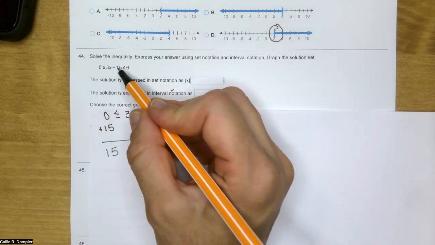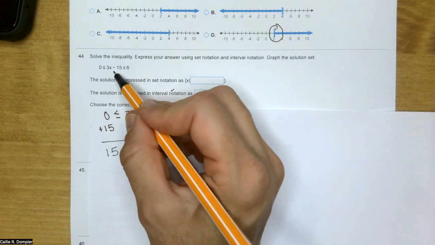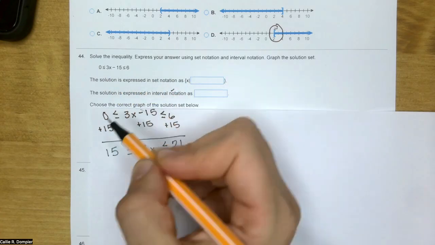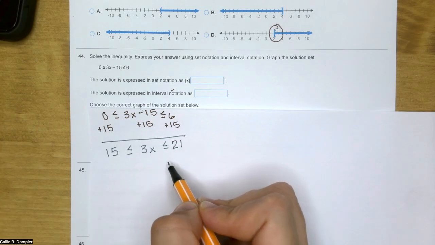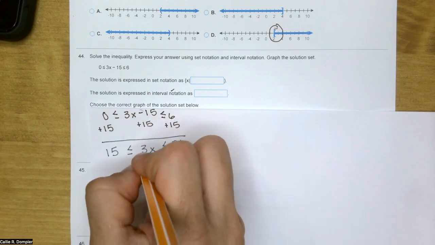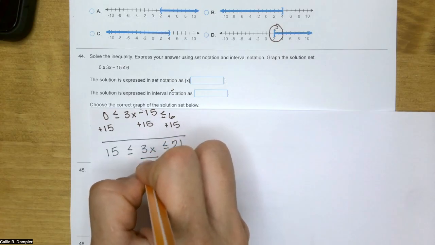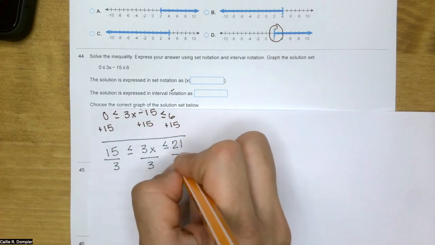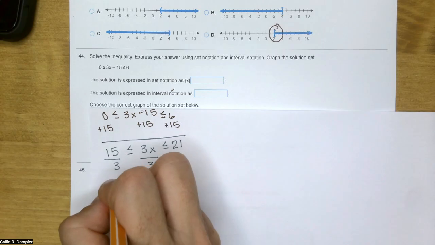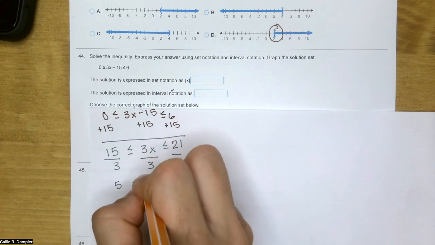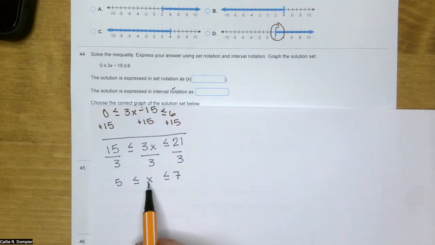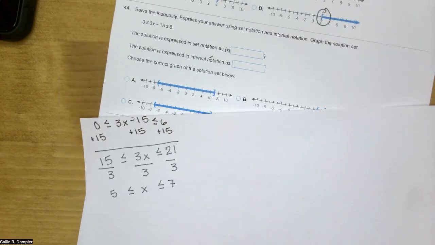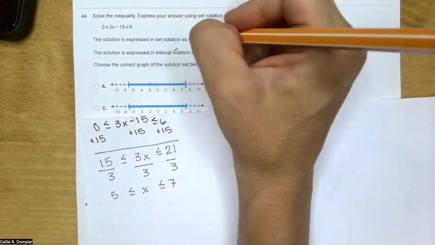So I took that negative 15, and it means I added 15 here, added 15 here, added 15 here, which gave me 15 less than or equal to 3x less than or equal to 21. Good. Now I just need to get rid of the 3 that is being multiplied by dividing it. 15 divided by 3 is 5. That just becomes x. And then 21 divided by 3 is 7. So we're saying x is greater than or equal to 5, but less than or equal to 7.